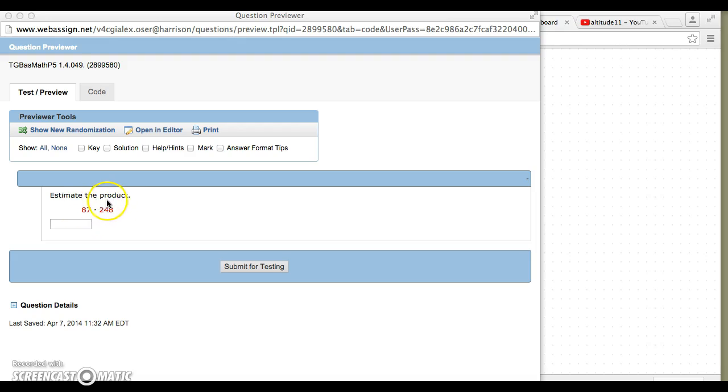Whenever you're estimating a product, basically what they want you to do is use what is known as front-end rounding. You're going to round both of these numbers to their largest place value. So 87, you want to round that to the tens place, largest place value here, and 248, you want to round that to the hundreds place. Notice that 87 gets rounded up to 90, while 248 gets rounded down to 200.